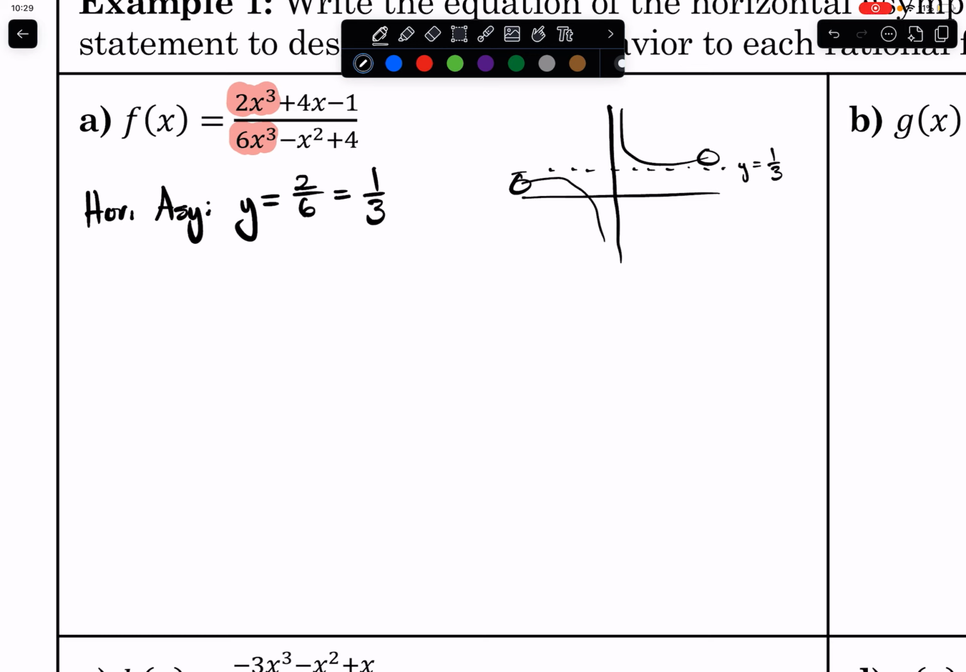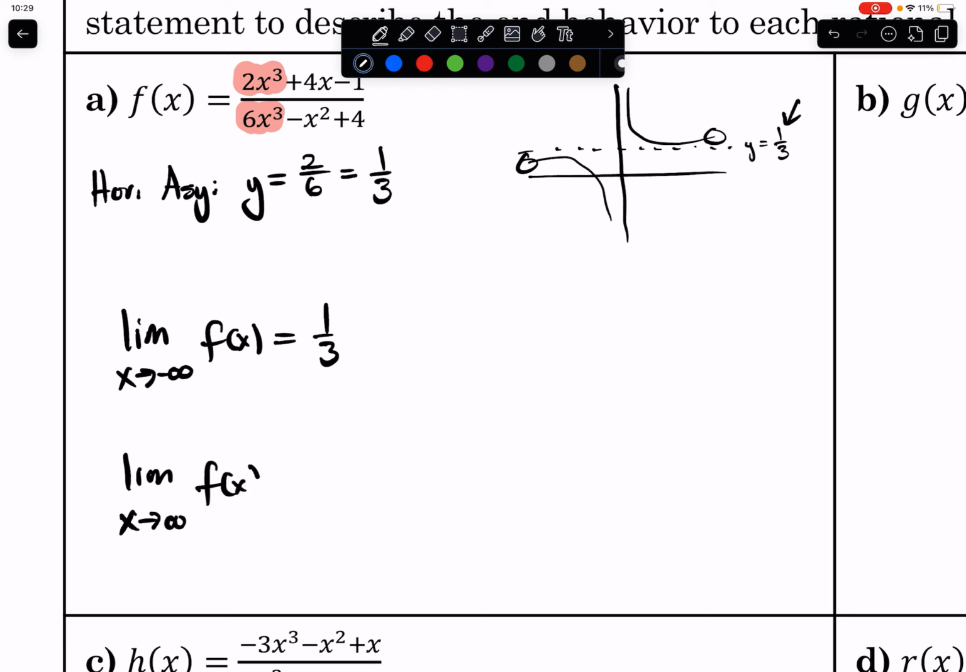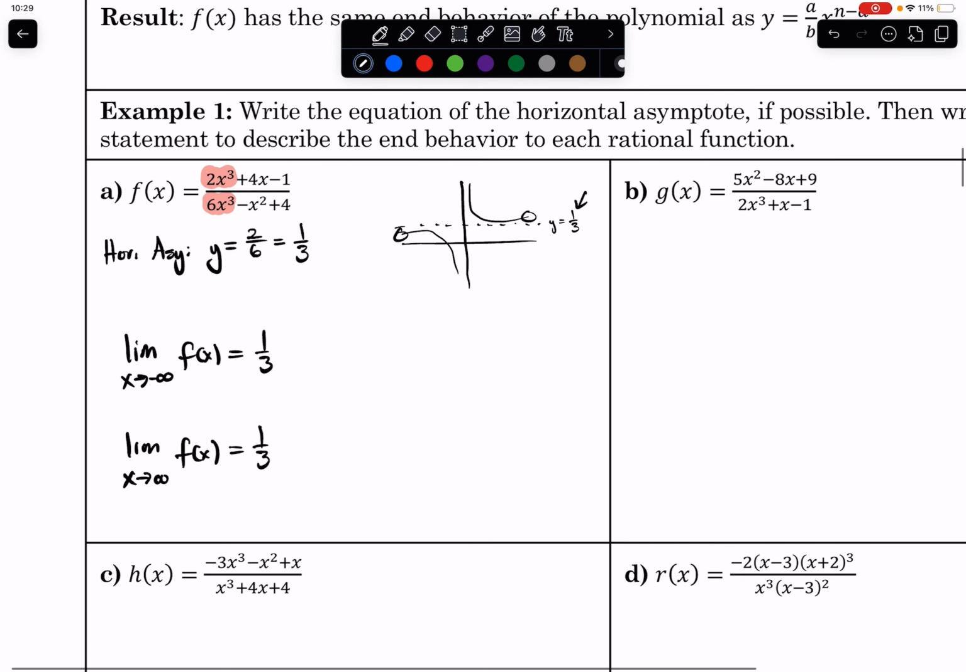So the y values are going to get close to that value on the very far left and on the very far right, which means the way we describe the end behaviors using limit notation is that the limit as x approaches both positive and negative infinity is simply going to equal 1/3. So this is a statement that describes the end behavior of this rational function.